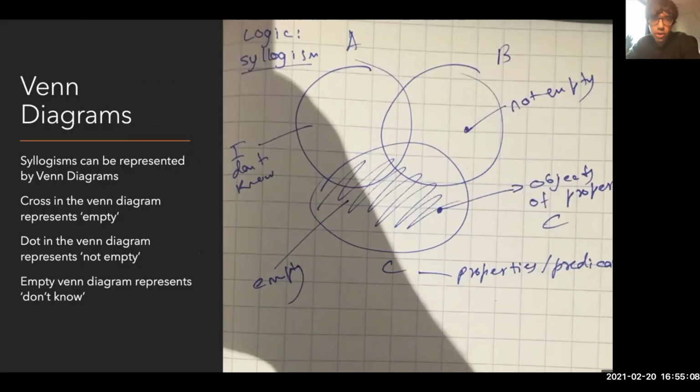Syllogisms can be represented by Venn diagrams. Whenever a Venn diagram region is crossed out, it basically means that the predicate is empty. And whenever there's a dot in the diagram, it means that it's not empty. And whenever a region is left blank, it doesn't mean that it's really empty. It just means you don't know whether it's empty or not.